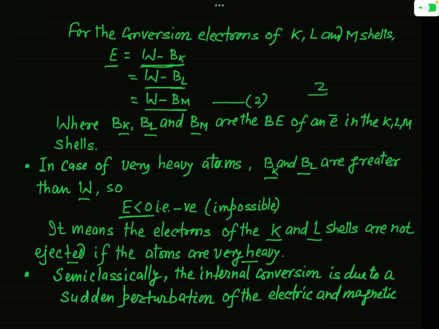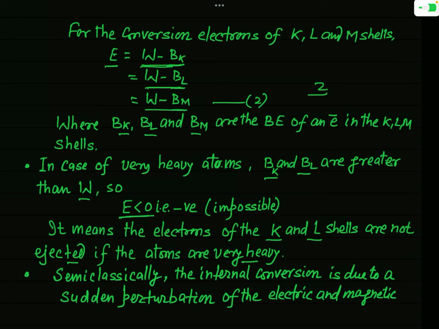So that means that the electrons of the K and L shells are not ejected if the atoms are very heavy. Okay. Now, just as information, I am giving you in this introduction why this internal conversion actually takes place.